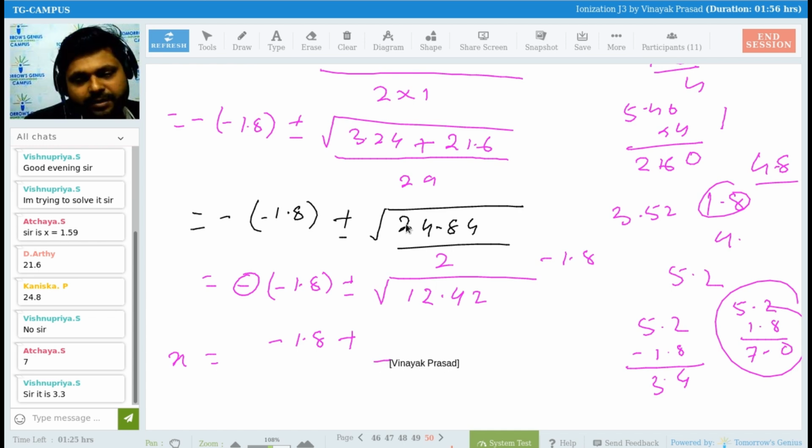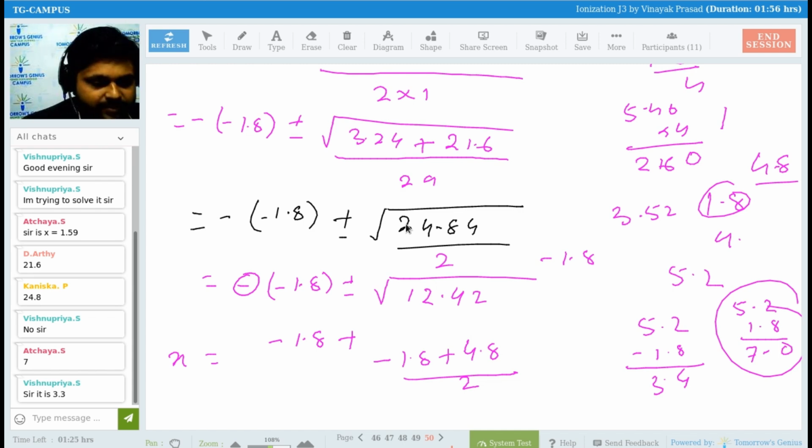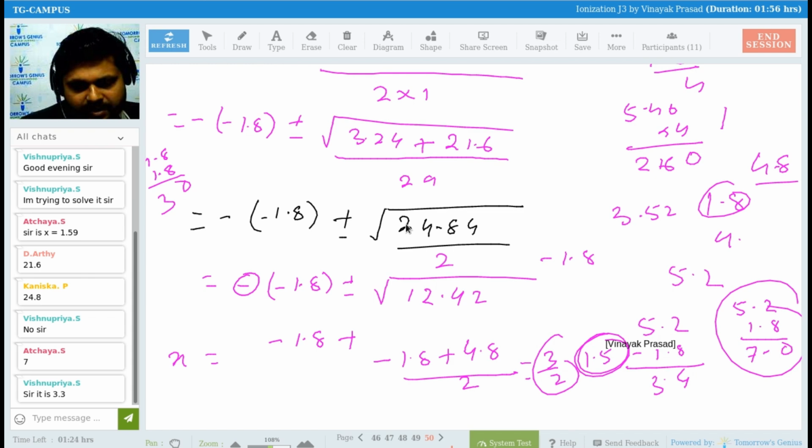So then you have to do, yes, minus 1.8 plus, or plus 1.8, yes, plus 4.8 divided by 2, right? Yes, sir. Yes, so what will you get here? 4.8 minus 1.8. So it will be 3. No, sorry. 4.8 minus 1.8 is 3. 3 upon 2, guys. So 3 upon 2 will be equal to what? 1.5. So if this is 1.5, right?